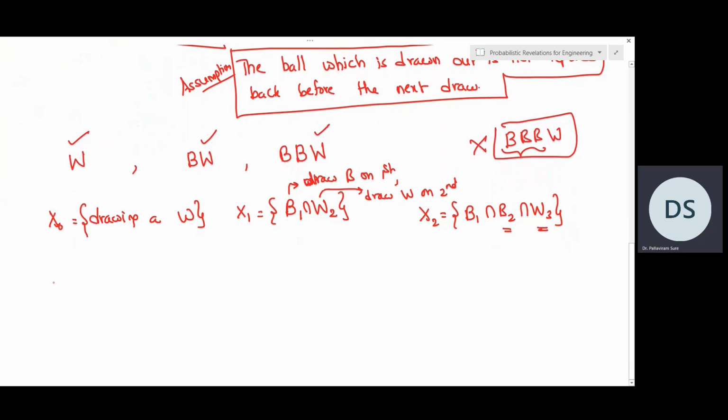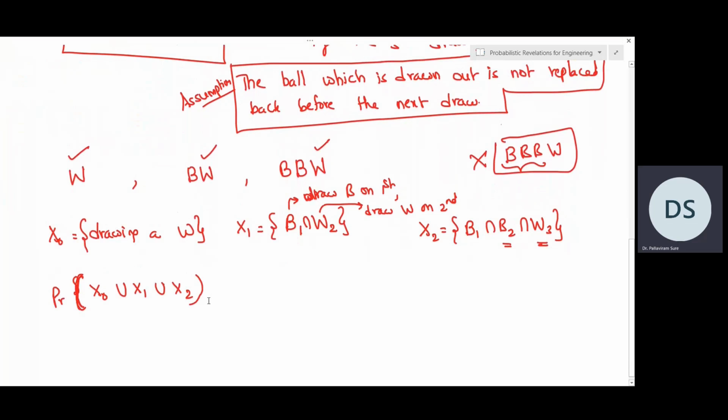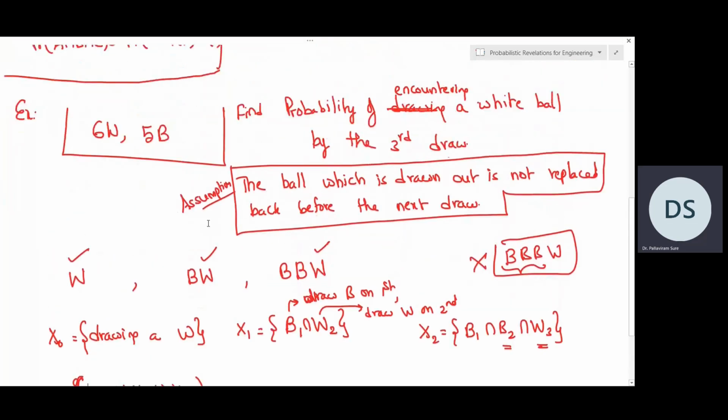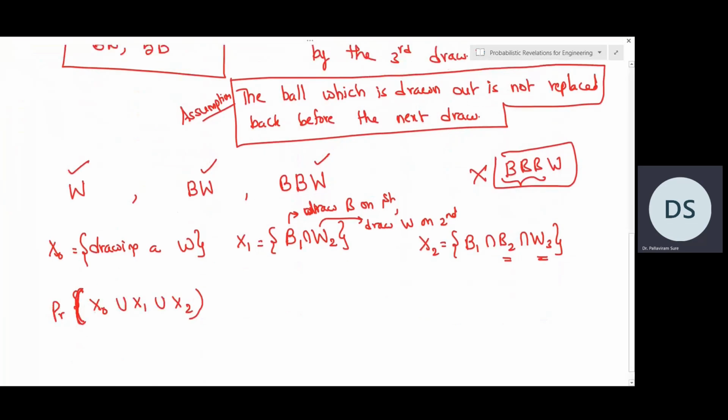So now in this case, we are interested in the probability of either X0 or X1 or X2, because all these three cases, all these three different event categories, they all come under the question event, that is probability of encountering a white ball by the third draw. So hence we want to find the probability of this or this or this.